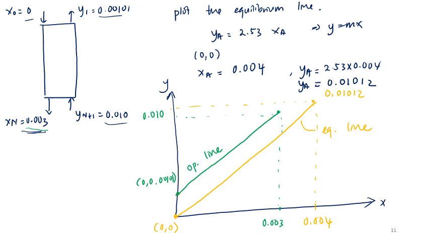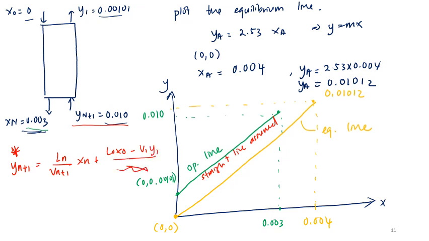So another thing to note is that the operating line here, in this case we have assumed that it's a straight line, because of the dilute solution, the dilute concentration of acetone in the inlet air. Actually the operating line is y_{n+1} equals L_n over V_{n+1} x_n plus L_0 x_0 minus something, I don't remember exactly.